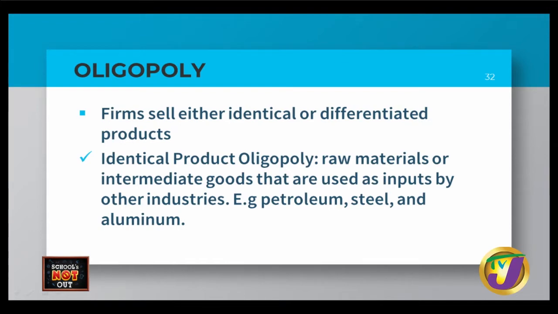So in terms of identical products, they may probably produce raw material or intermediate goods that are used as input by other industries. For example, petroleum, steel, and aluminum. Those products, they are identical. Steel is steel. Petroleum is petroleum. However, only a few of them produce those products.